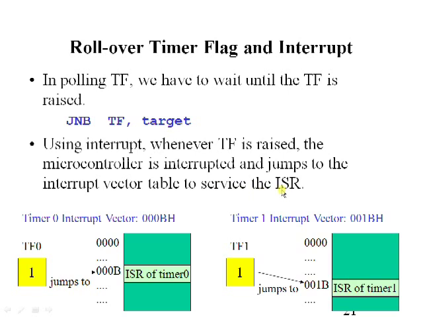As we know, the controller is going to perform its operation until it gets an interrupt from a device. So here, in the case of timers, whenever a rollover condition occurs, the TF flag will become 1 and generate an interrupt. Therefore, the processor is going to stop the present execution and respond to the ISR of the timer interrupt. These timer interrupt vectors are at locations 000BH and 001BH, that is, the ISRs of timer 0 and timer 1.